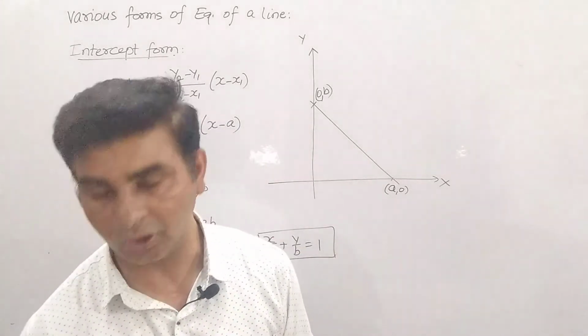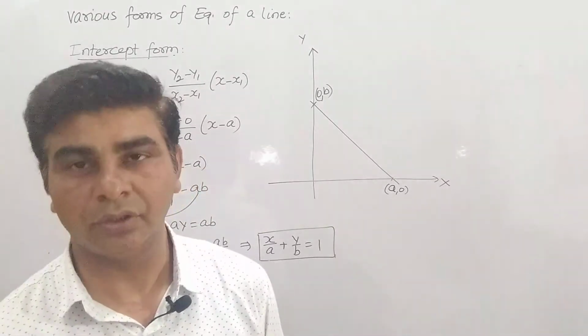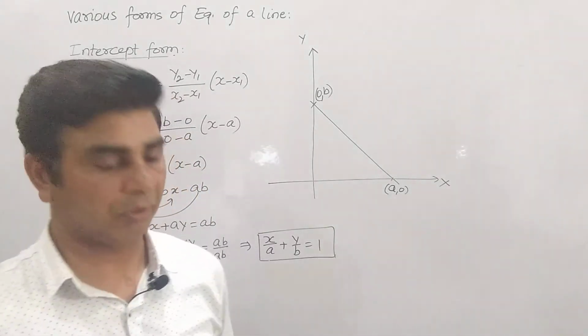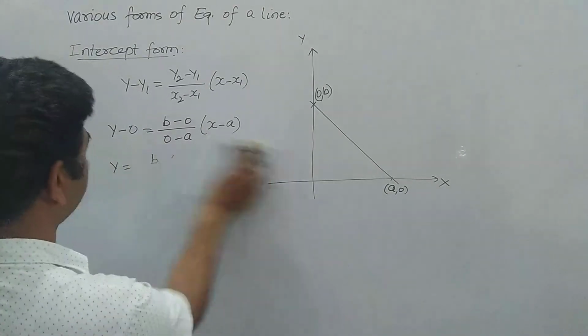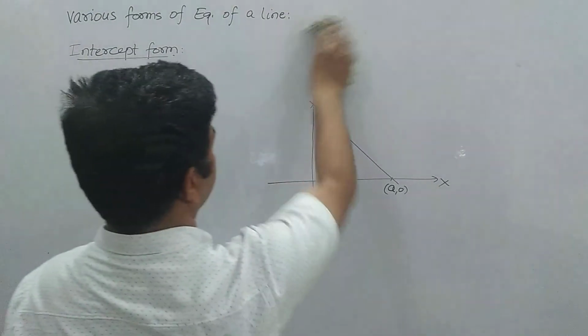Now the last form of the equation of a line is known as the normal form. So we are going to discuss that form now, normal form.